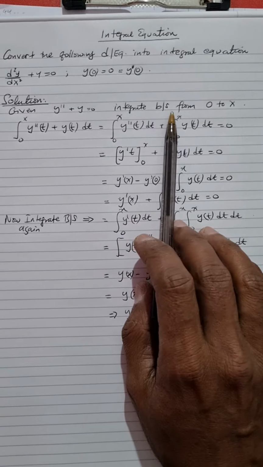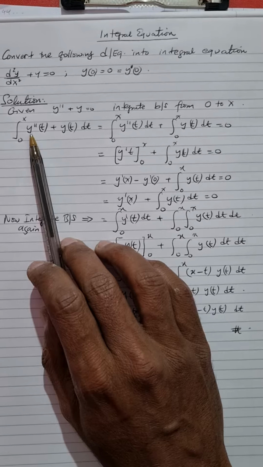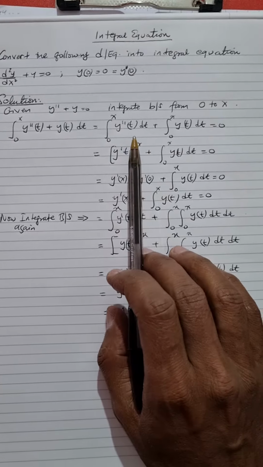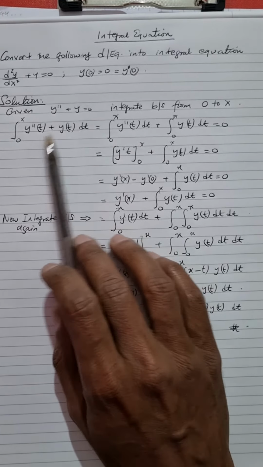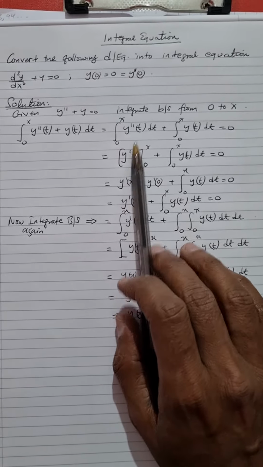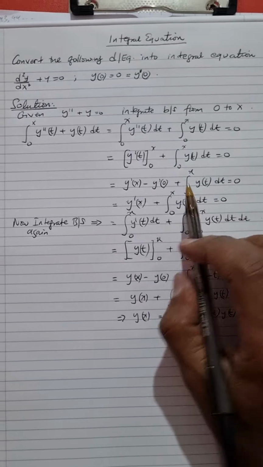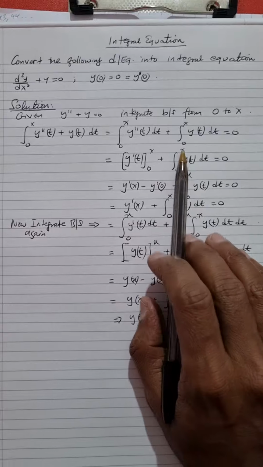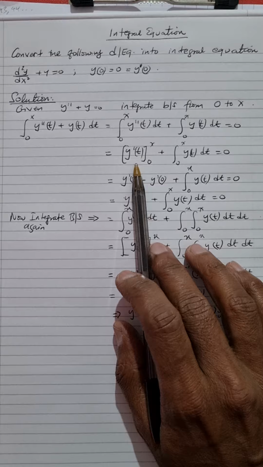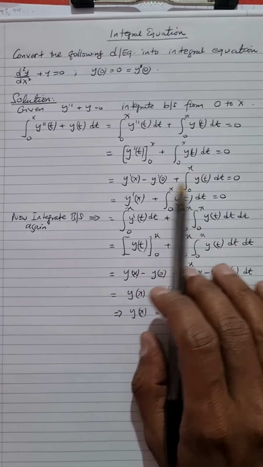Now we need to integrate both sides from 0 to x. If we integrate y double dash t plus y t dt, we're basically integrating those two. If you integrate y double dash t, what you're going to get is y dash t, and the limits will be from 0 to x, plus the other integral that we are not going to simplify yet, because we're going to have to finish with this one at some stage and then start with this one as well simultaneously.